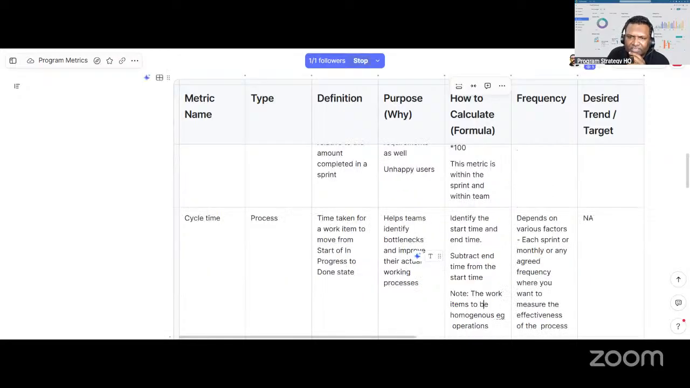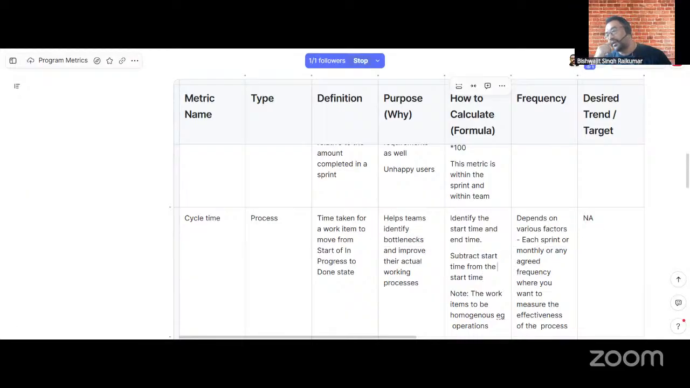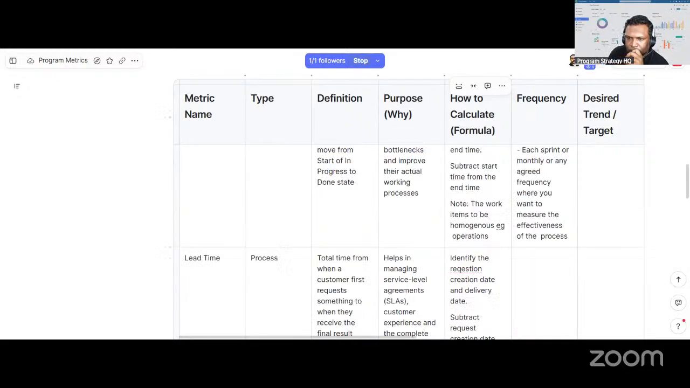End time from the start time, we said, for cycle time. You have to change here also, I think. Correct, no? This is start time. So subtract the start time from the end time, because end time is the larger one, after the start.